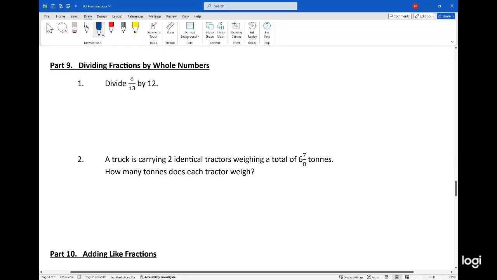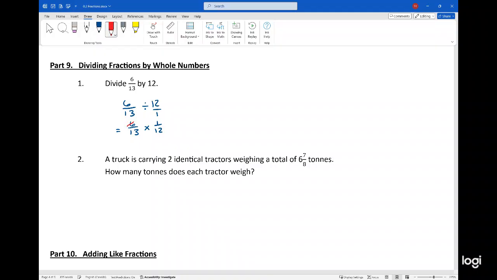Dividing fractions by whole numbers. If you got the last part, this part won't be too bad. 6 over 13 divided by 12. Remember that whole numbers are really just fractions out of 1. Now we just use the same trick we used last time. 6 over 13, change it to multiplication, flip the second fraction. We can do a little bit of simplification, divide top by 6, bottom by 6. And that's going to leave us with 1 on the top, and 13 times 2 is 26 on the bottom.